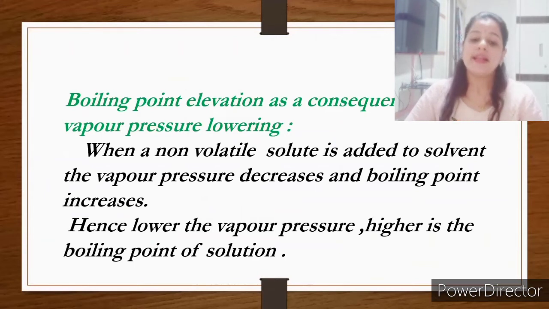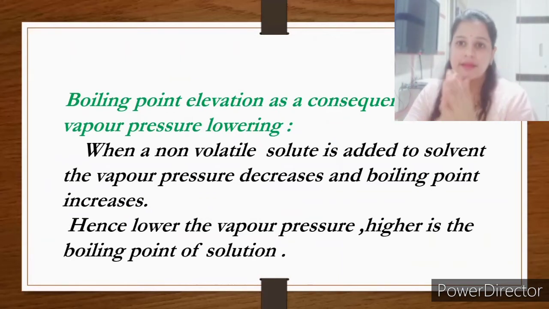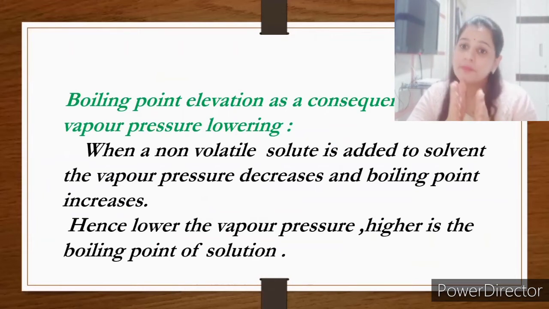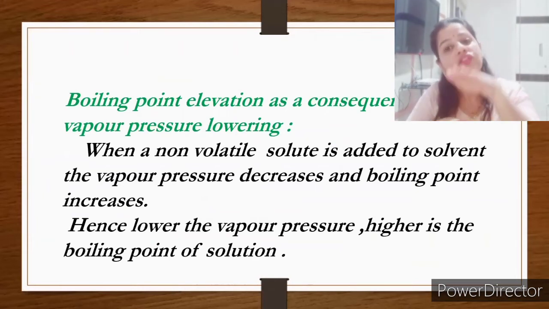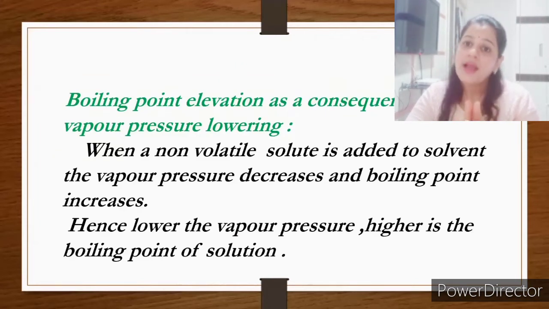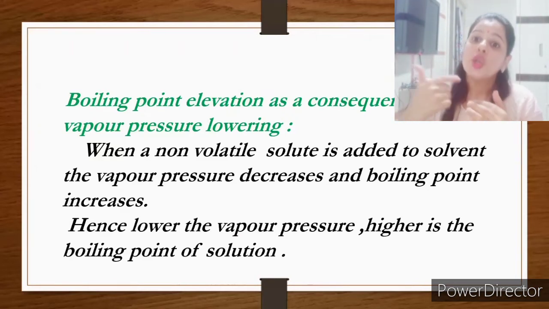Now let us relate boiling point elevation with vapor pressure lowering. Boiling point elevation is a consequence of vapor pressure lowering; both are interrelated. How? Boiling point means the point at which the atmospheric pressure and vapor pressure become equal. That is known as the boiling point. Now we said in the previous topic, when we were studying vapor pressure, what happens when a non-volatile solute is added to a solvent? What happens to the vapor pressure? Yes, the vapor pressure gets lowered.